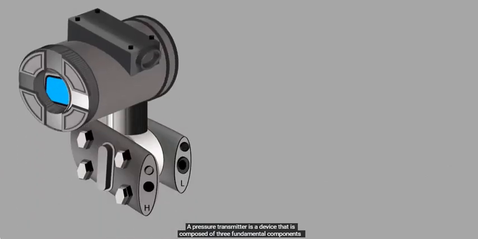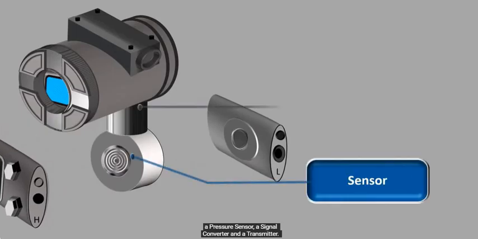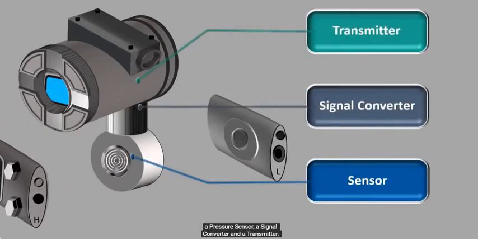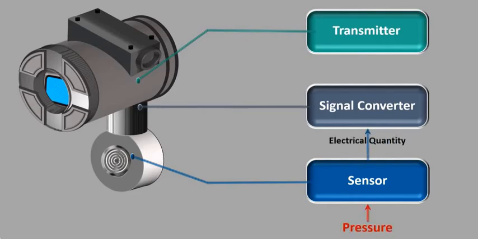A pressure transmitter is a device that is composed of three fundamental components: a pressure sensor, a signal converter, and a transmitter. Pressure transmitter first measures the pressure of liquids and gases using its pressure sensor. The pressure sensor senses the pressure and converts it into an electrical quantity. The signal coming directly from the sensor is small. This small signal would not be useful to us if we send it at any distance.